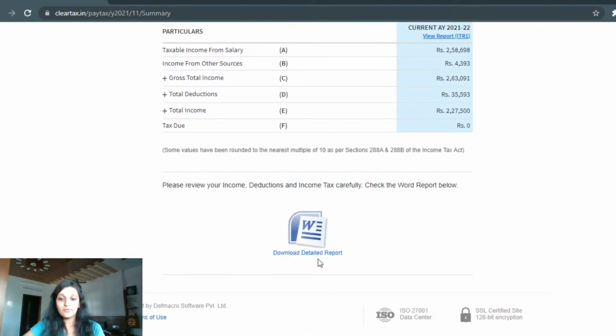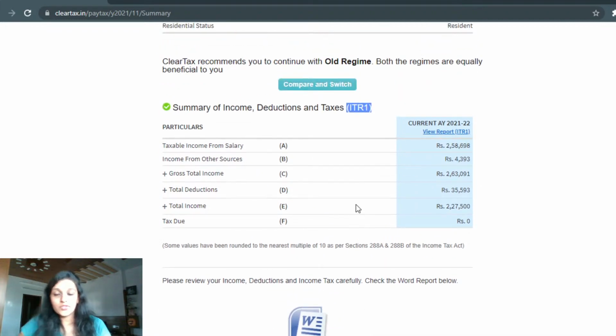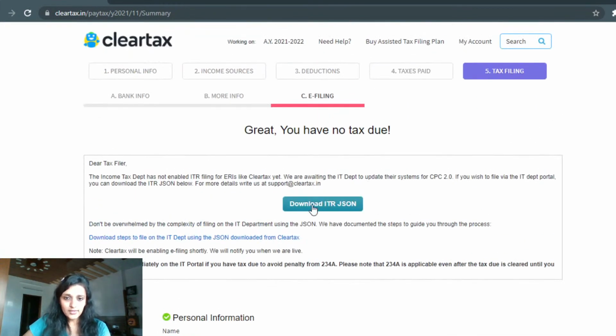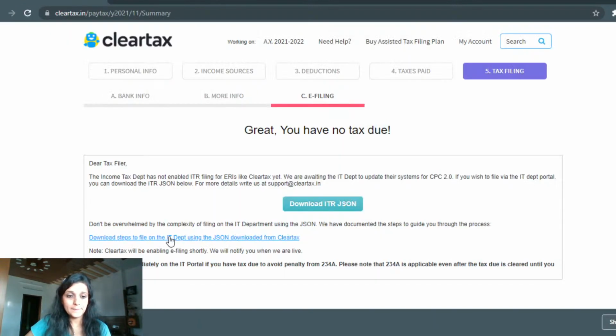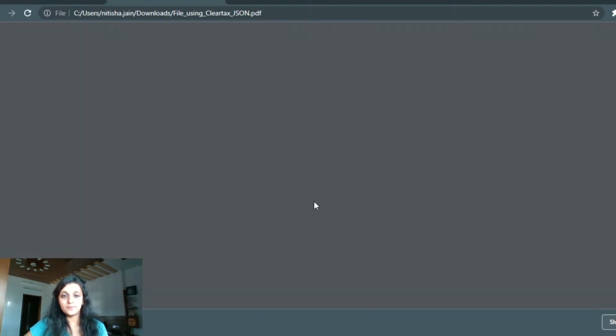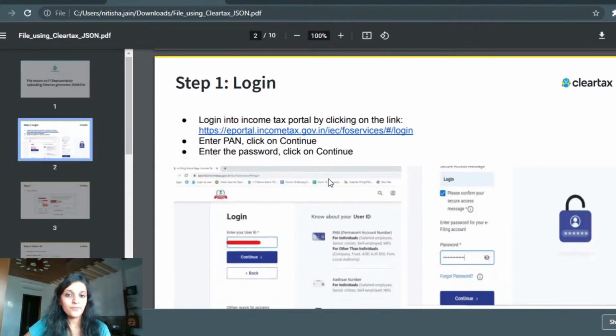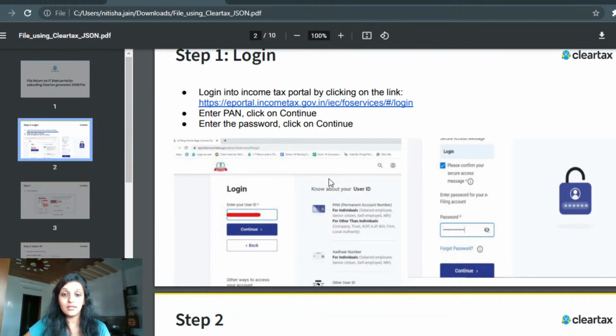If you want to download the report, you can download the detailed report over here. Once you have cross-checked all the details, just download the ITR JSON over here and then you have to upload this JSON file to the income tax portal. How can you upload it? For that, you can see the download steps guide. Just download this guide file, open it and you will see all the steps mentioned for how you can upload the JSON file on the income tax portal.